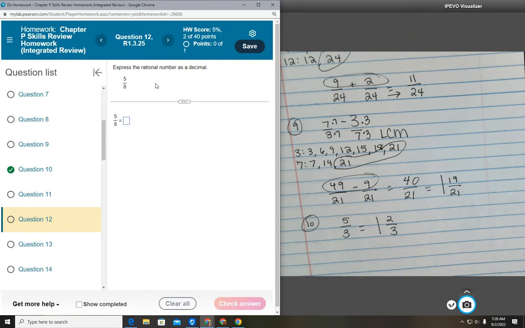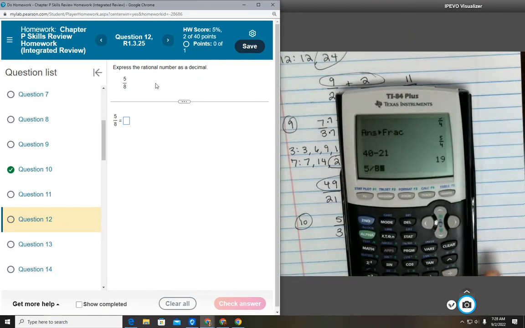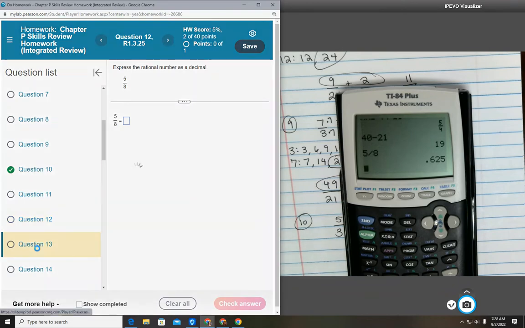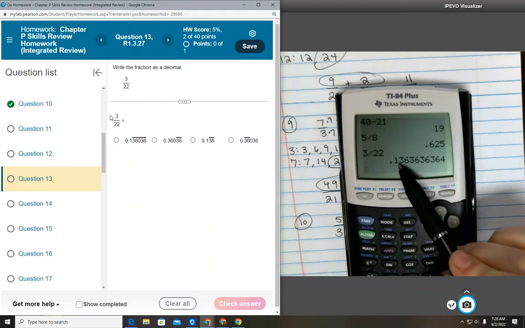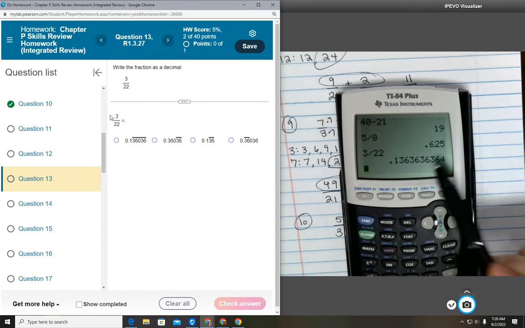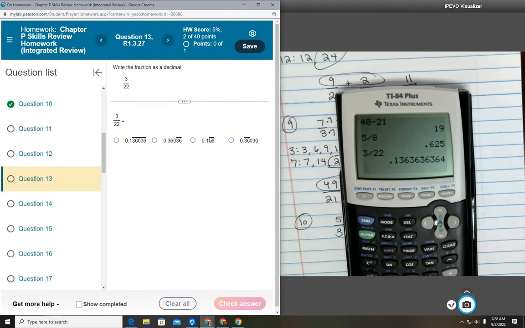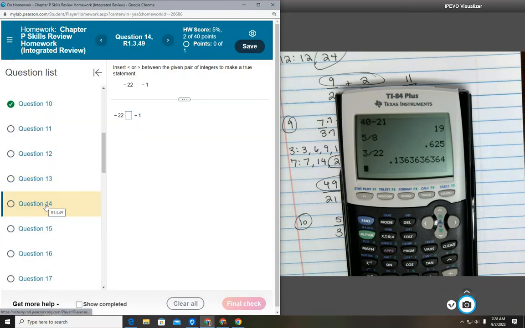As a decimal, whenever you do a decimal, you can divide it, and that's your decimal. Use your calculator. Same thing with this. You're just looking for what's repeating. So on 3/22, 1, 3, 6, 36, 36. So only the 36 is repeating. So this would be the one. The line on the top means that number repeats. Okay.